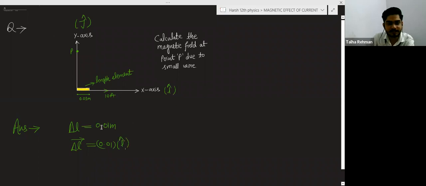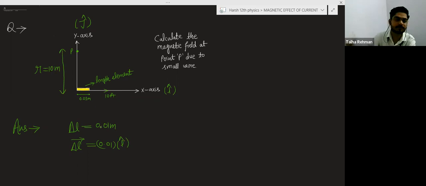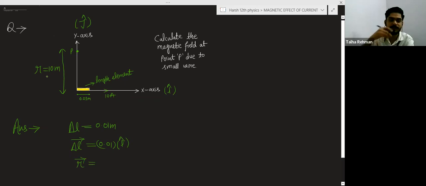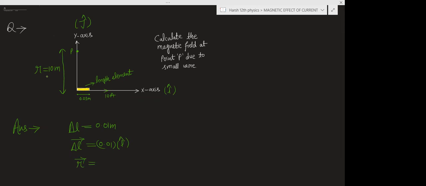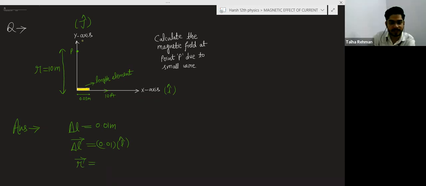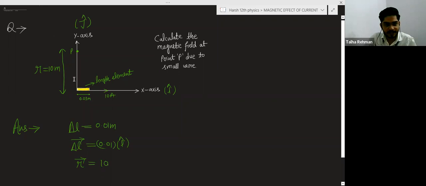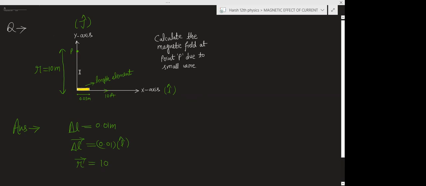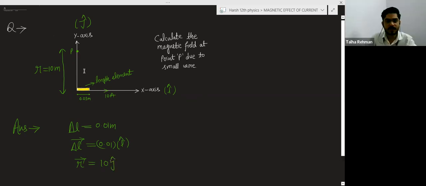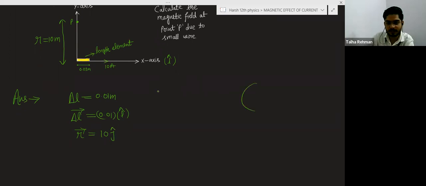So this is the delta L vector. This is the distance r, and it is given as 10 meter. Can we find the r vector? In the same way, we know the magnitude, 10, so 10 j cap will be the r vector. Write the magnitude of r and multiply it with a unit vector. Here this is r, along the y axis, so you will take j cap. Now I want to tell you the thing that you are saying at that time.